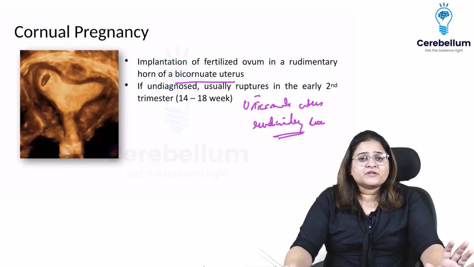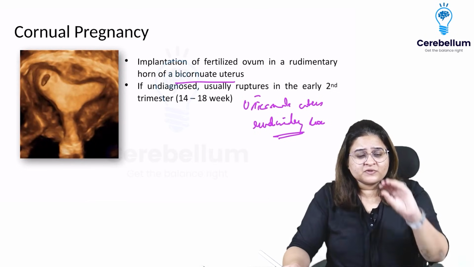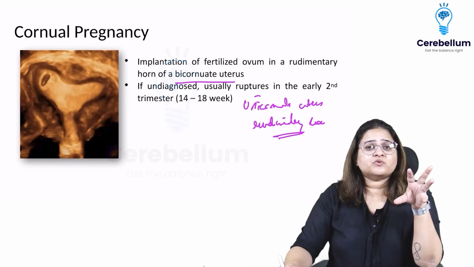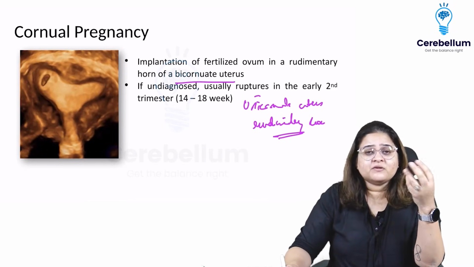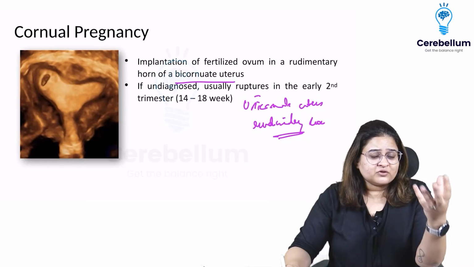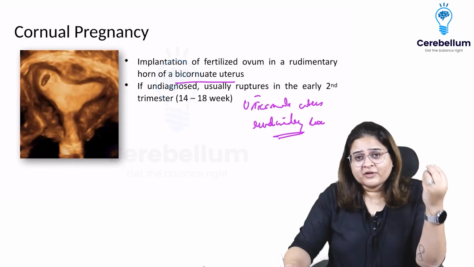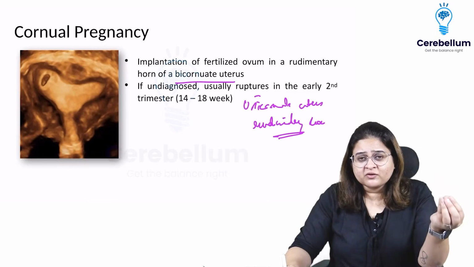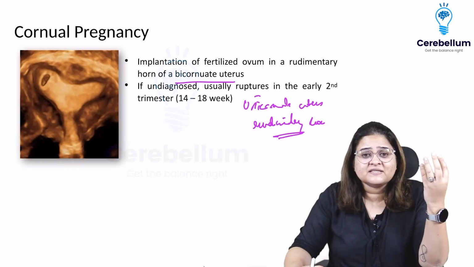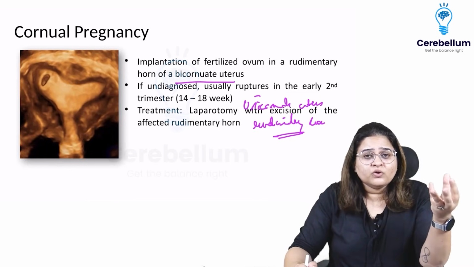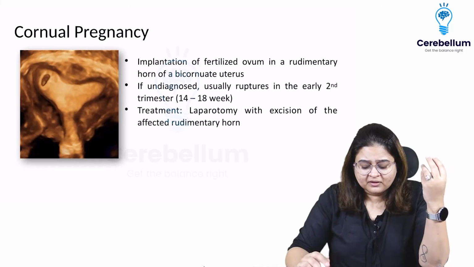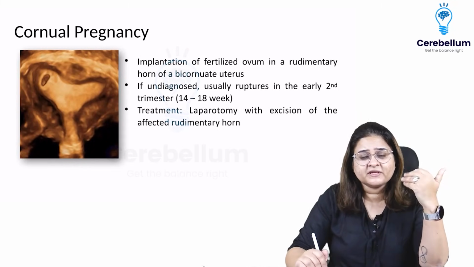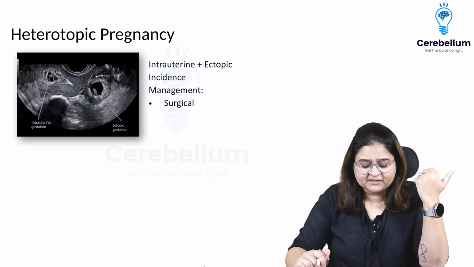Normally, tubal ectopic will rupture in the first trimester because the tube is very flimsy. Whereas in the rudimentary horn, it has more myometrial tissue around it. But it will rupture later on in the second trimester. So if you get a clinical scenario of ruptured uterus in the second trimester of pregnancy, 18 weeks, 20 weeks, 22 weeks, always think of pregnancy in a rudimentary horn. What do you do for this? You will cut off that horn. You will remove that horn. So laparotomy or laparoscopy with excision of the rudimentary horn is done.